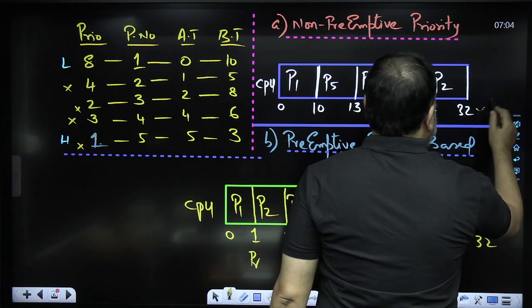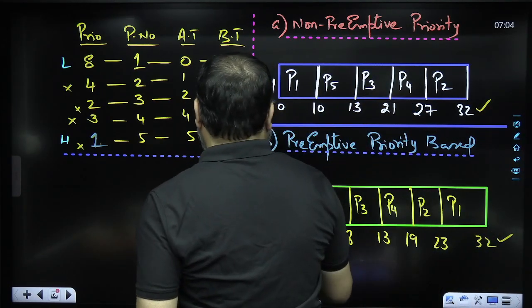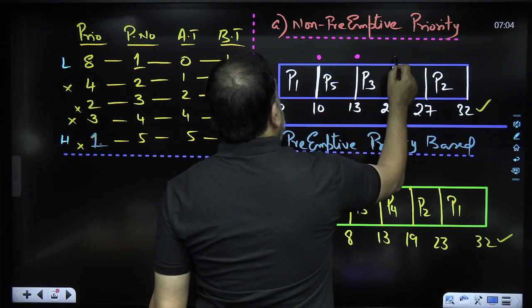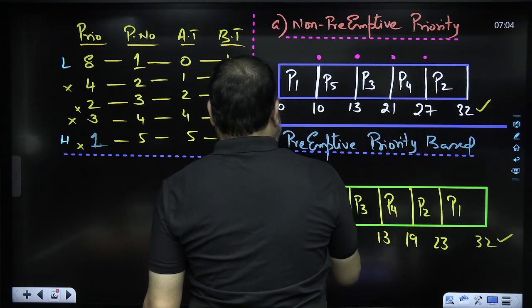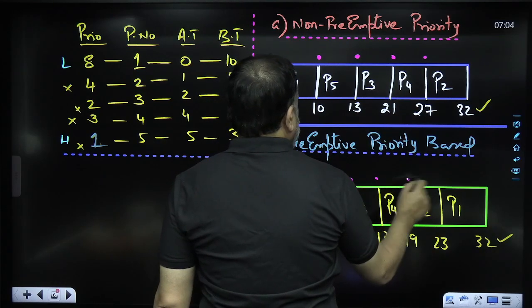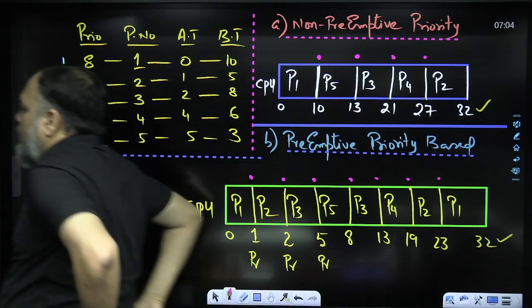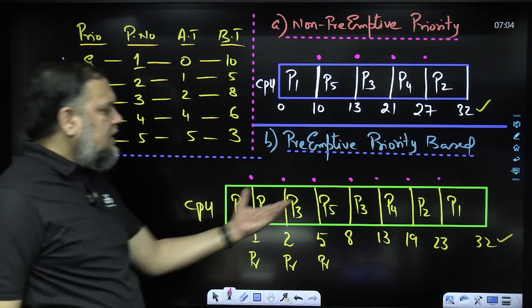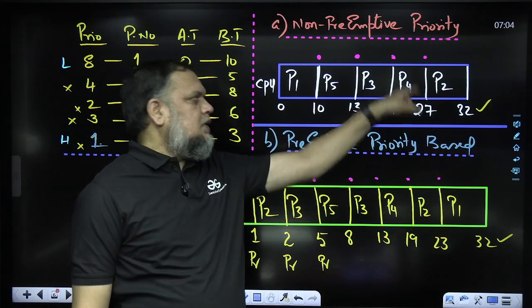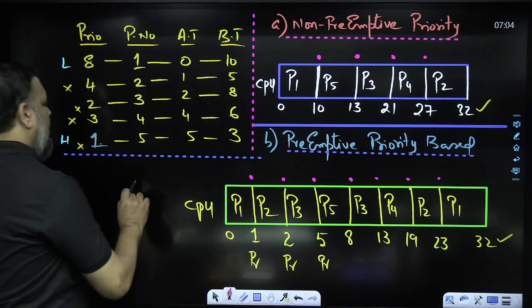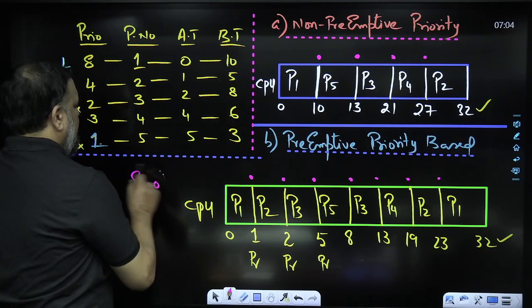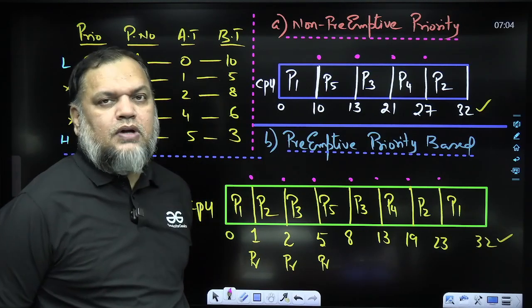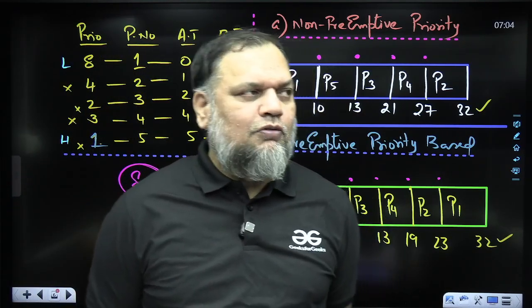You can check the schedule length is the same, 32 and 32, but the number of preemptions and context switches are more. If you calculate the number of context switches, here I have 1, 2, 3, 4, and here I have 1, 2, 3, 4, 5, 6, 7. Even though the number of context switches is more in preemptive scheduling in comparison to the non-preemptive approach, why is the schedule length the same? Schedule length is 32 and 32 because the value of the scheduling overhead delta is 0. Had delta been greater than 0, then perhaps I would have got a greater schedule length for the preemptive approach of priority based scheduling.